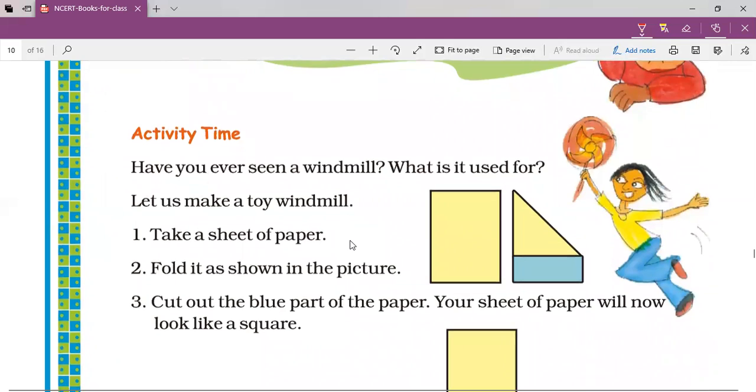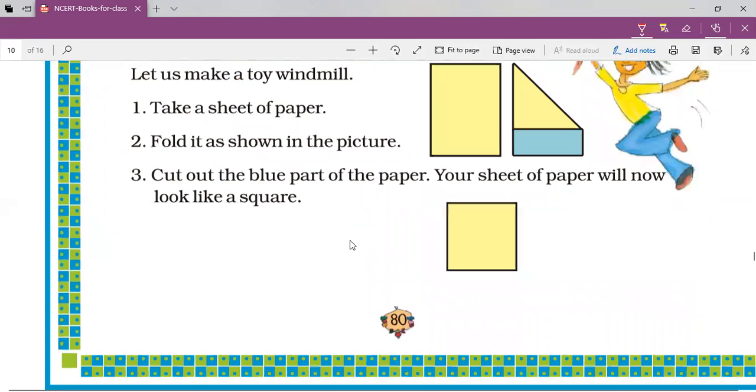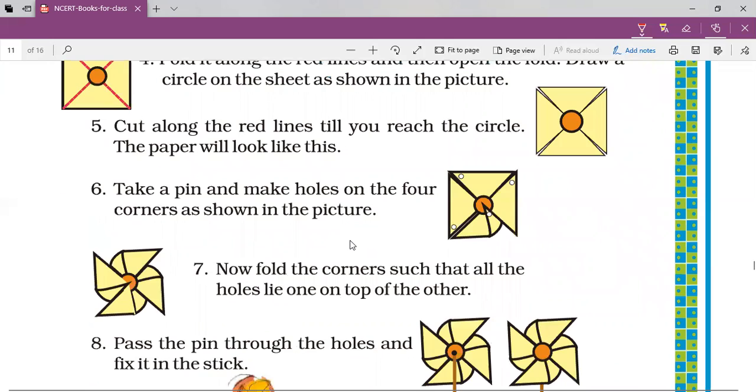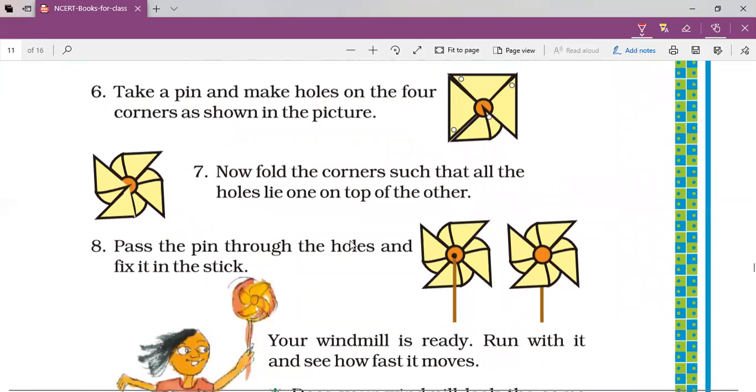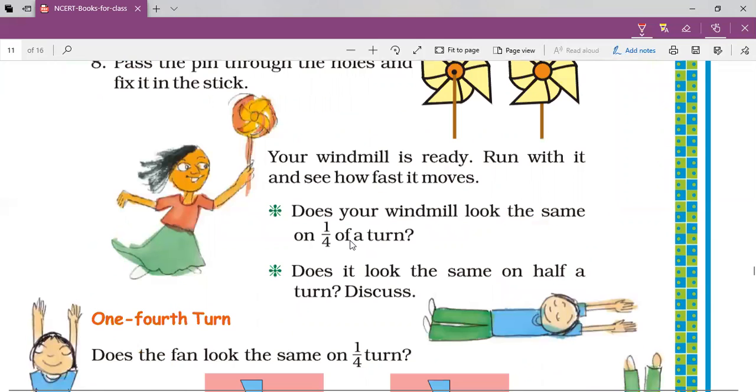Activity: here they had made a windmill. You can read this instruction and prepare a windmill like this and try to give it a turn. When the wind comes and it is rotating, see whether it looks the same or looks different. Yes, this is a half turn.